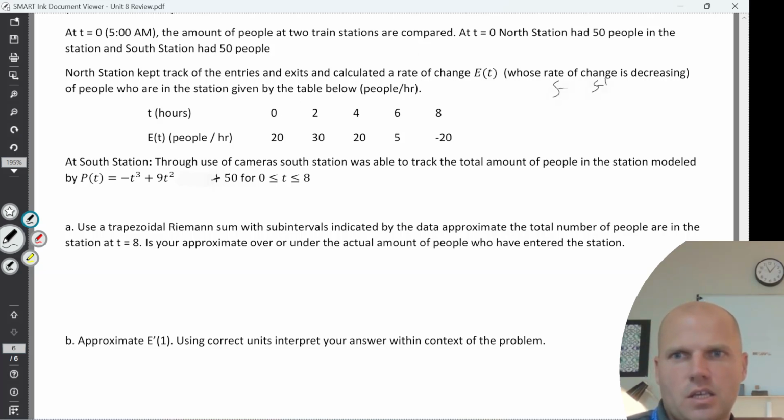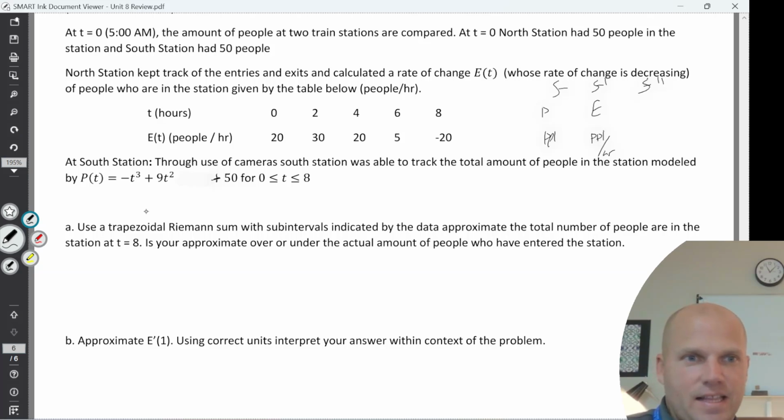This E is a rate of change. This E is people per hour. South Station was able to track the total amount of people in the station, modeled by P. South Station is P. South Station is people. North Station is people per hour. Cool. One's a rate of change, one's not. Literally using P for position, which is great.